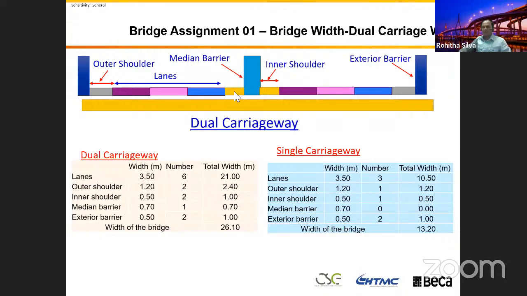You've got the inner shoulders. The width is 1.5 meters, and we've got 2 of them, so that's 3 meters. You've got a median barrier. The median barrier thickness is about 680 millimeters. I make it a round figure, 0.7, and there's only 1 median barrier. Then we've got 2 exterior barriers, 0.7 each.